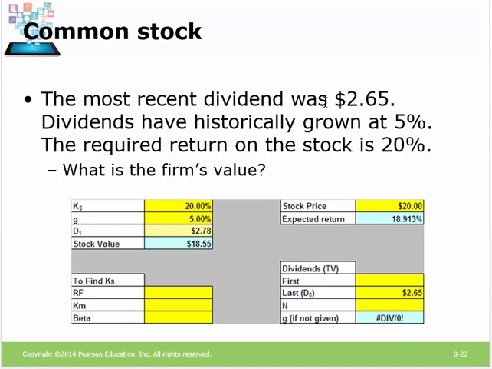So here, the most recent dividend is $2.65. That's right there. You put that in as D0. You're told that dividends are going to grow at 50%. The required return is 20%. So this stock has a value of $18.55. Again, the stock price is 20. You wouldn't pay 20 to get 18. And likewise, if you did pay 20, you'd earn 18.9%, and you wanted 20%. So this particular stock, again, is not a good investment.